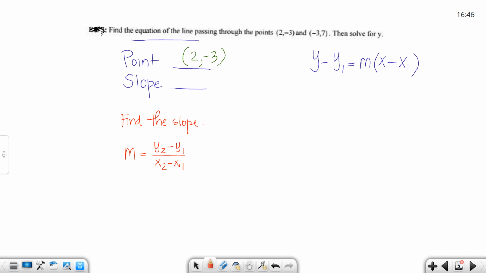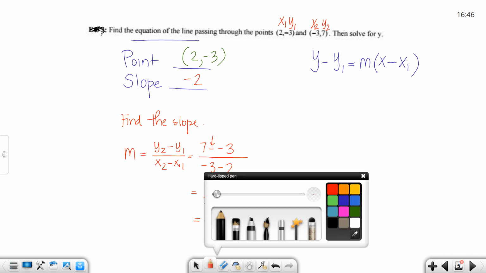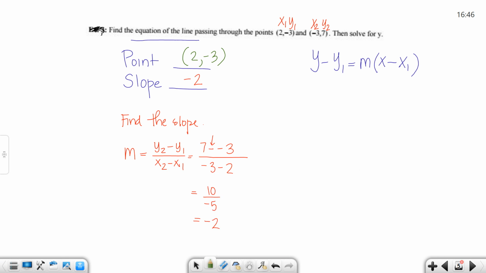Your slope formula we talked about just a little bit ago. This is x1 and y1, and this is x2 and y2. So you'd have 7 minus 3. And again, this first minus here came because that was what the formula said. 7 minus 3, and negative 3 minus 2. So on the top, 7 and 2 negatives would make a positive. 7 plus 3 is 10, and on the bottom we get a negative 5. Simplifying that, my slope is negative 2. That's my m.